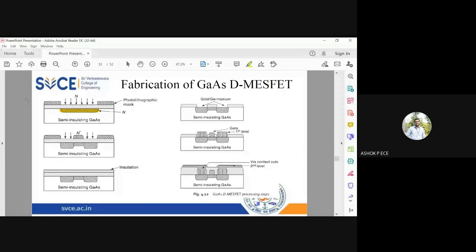Photolithographic mask means wherever this mask is there, there will be no effect. The place where the mask is not there, you can grow the material. That is the logic. Okay.